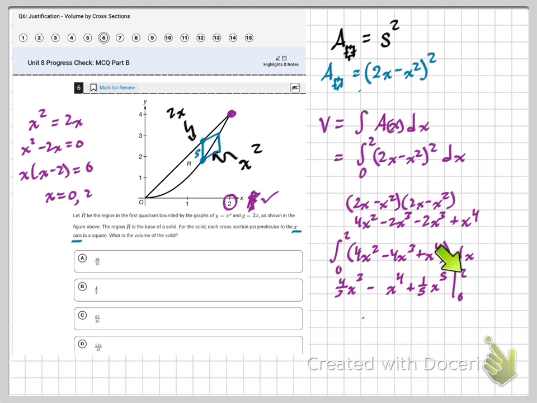Now let's plug in the 2, and then subtract, plug in the 0. Luckily, everything is multiplied by the x, so that means we're going to get 0, which is a beautiful thing. So when I plug in 2, this is what I get, and then I plug in 0, that's what I get, just a lonely little 0. Everybody say, aw. And then, let's see, a little more simplification.